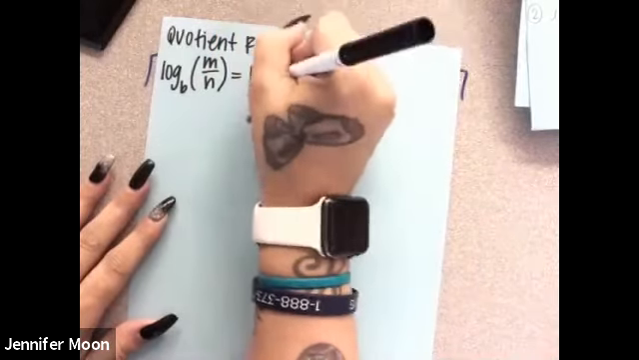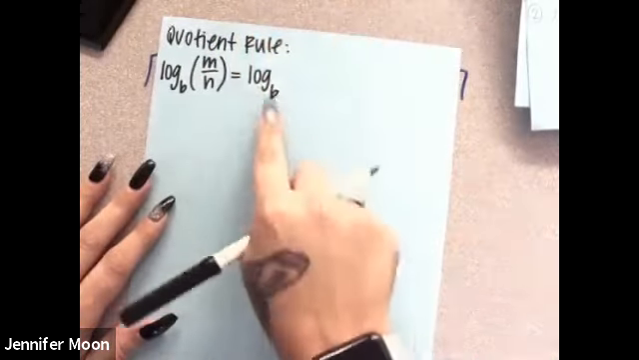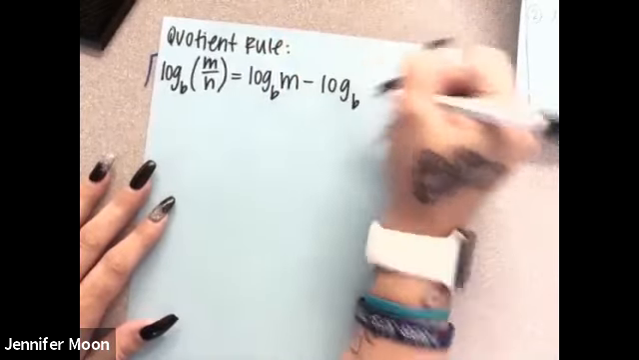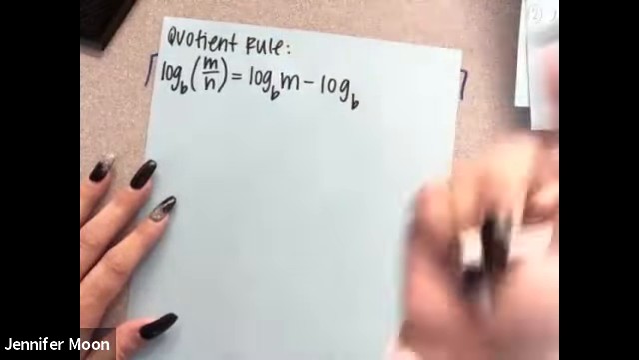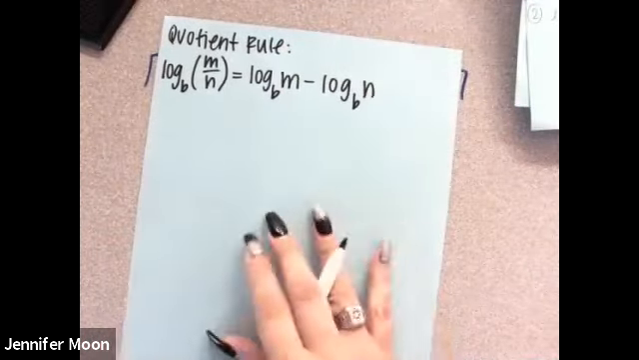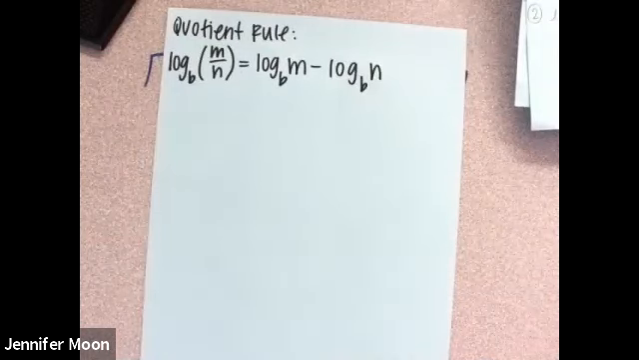So you take the log, of whatever base we're in, of the numerator, and you subtract from it the log, of whatever base we're in, of the denominator. All those words made me tongue-tied. So you individually take the log of the top and the bottom and you're subtracting them, okay?